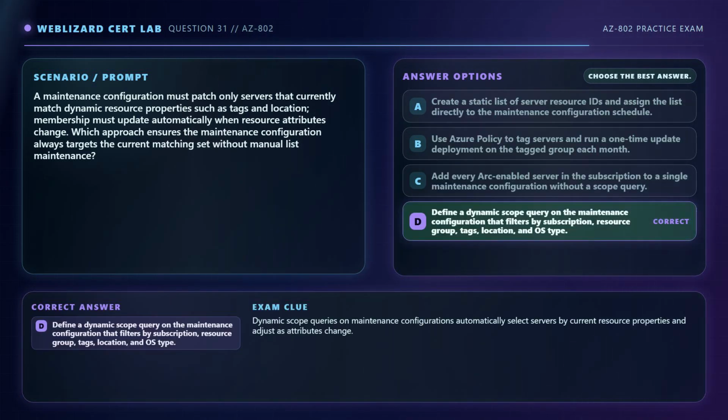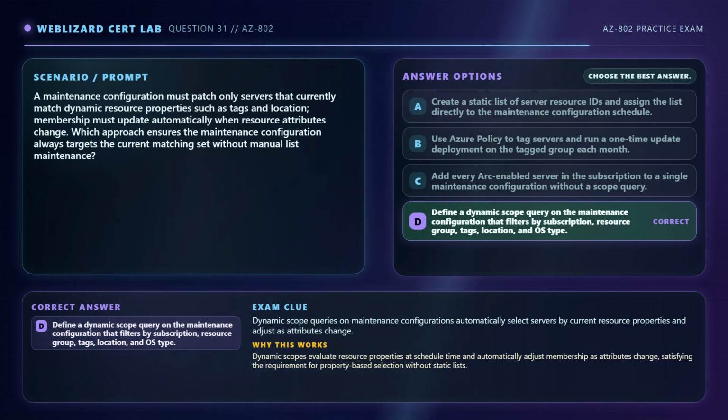The correct answer is D. Define a dynamic scope query on the maintenance configuration that filters by subscription, resource group, tags, location, and OS type. Dynamic scopes evaluate resource properties at schedule time and automatically adjust membership as attributes change, satisfying the requirement for property-based selection without static lists. Dynamic scope queries on maintenance configurations automatically select servers by current resource properties and adjust as attributes change.